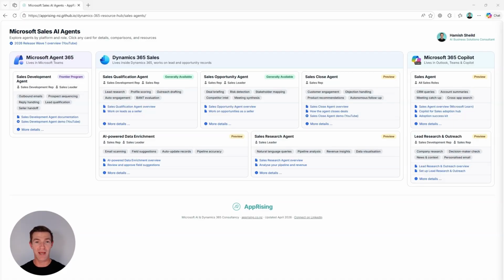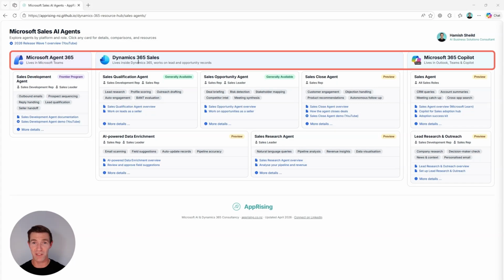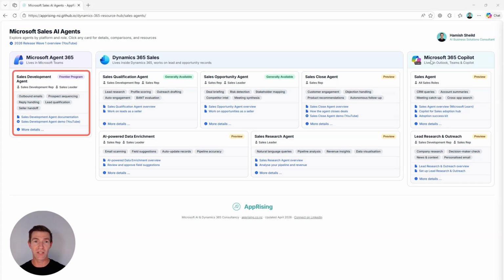So I've built this page to help try and bring it all together, and I'm going to show you how it works. We have 8 agents across Agent 365, Dynamics 365 Sales, and Microsoft 365 Copilot. Each card here shows you who the agent assists, what they do at a high level, and then also some links to some more information from the Microsoft documents.